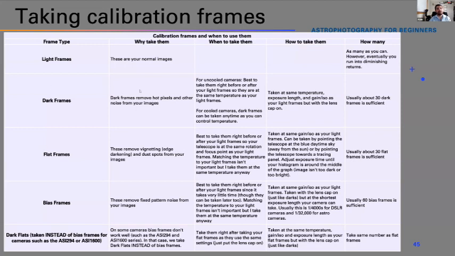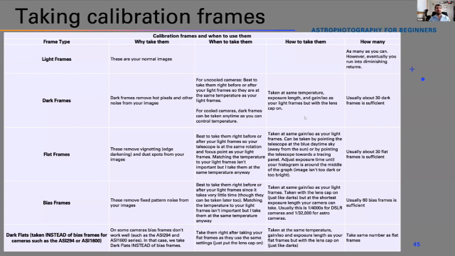Dark frames remove hot pixels and other noise from your images, as we discussed. For uncooled cameras, it's best to take them right before or after your light frames, so they're at the same temperature as your light frames. And for cooled cameras, you can take dark frames anytime, as you can control the temperature of your camera.